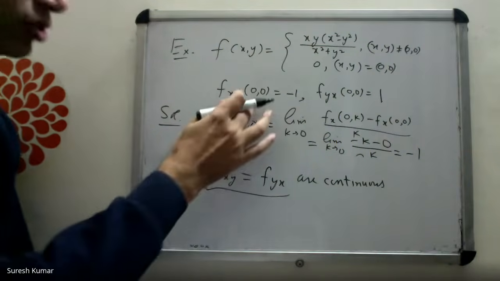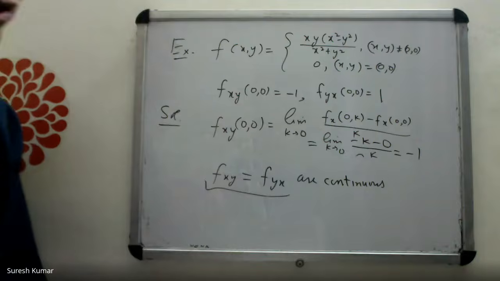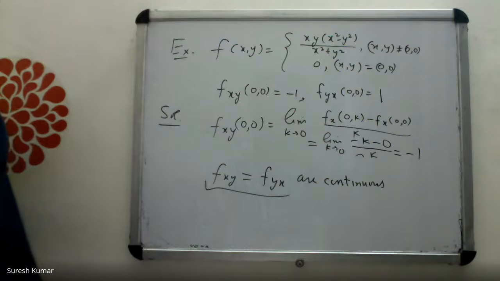But from this example, you have understood that order can matter. Secondly, you have also learned how to find higher order partial derivatives at a given point using the limits.